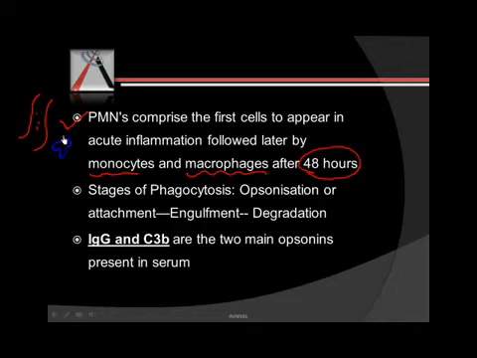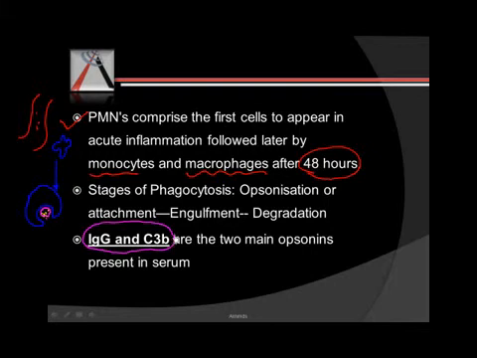After the PMNs come out of the blood vessels, as we have already seen, these are the PMNs which are out of the blood vessel. They start moving towards the bacterial debris. Once they reach the bacterial debris, they start engulfing it. This engulfing is promoted by opsonins. Opsonins are the mediators that coat the bacteria and make them more palatable for the PMNs. The most important opsonins are IgG and C3b. IgG is the immunoglobulin, and C3b is the complement fragment formed by the plasma.